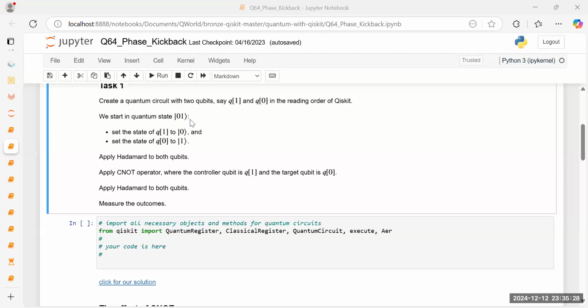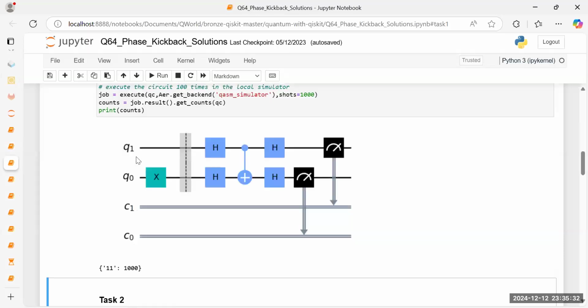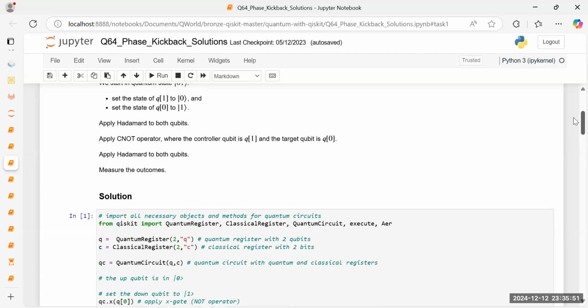But yes, when we start off, our states are in the 0 states, and when we start off, our qubits will all be in the 0 state. And then to get 0, 1, we applied an X gate.